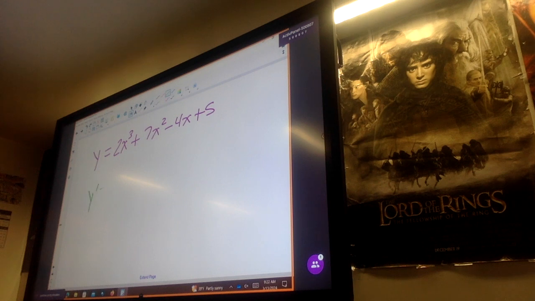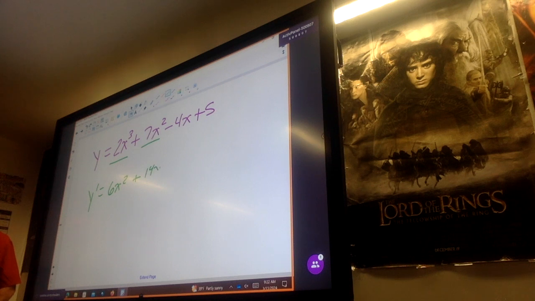So if I take the derivative of 2x to the third, what do I get? 6x squared. 6x squared, very good. If I take the derivative of 7x squared, what do I get?